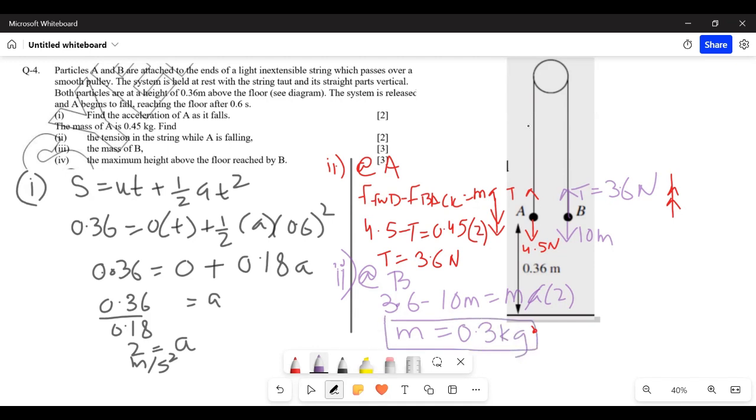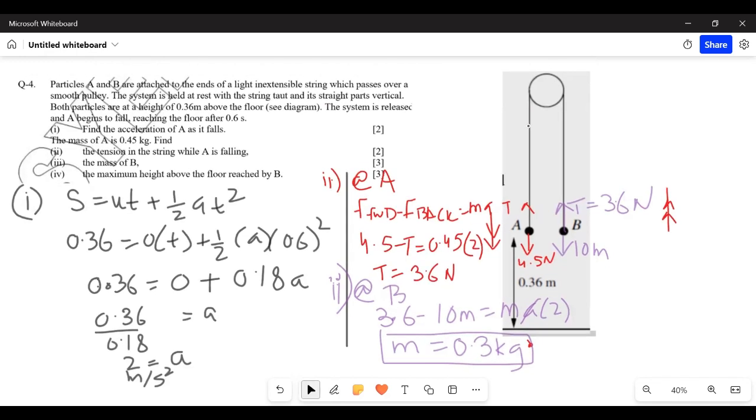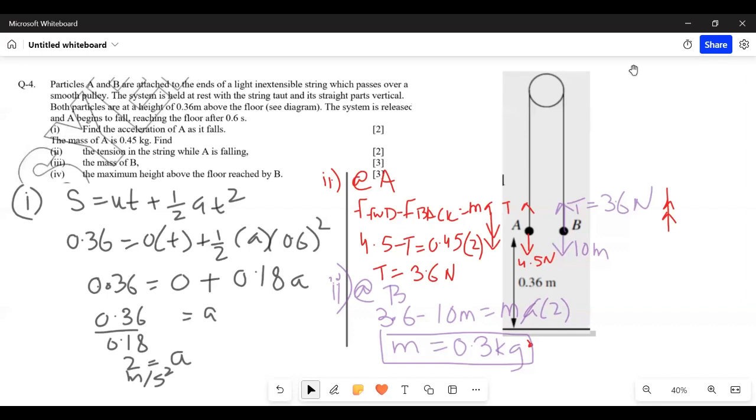चलिए अगला पार्ट। अगले पार्ट के लिए लेट मी सेंड यू द न्यू लिंक। Part 4. Find the maximum height above the floor reached by B. Okay. Let me clear this.